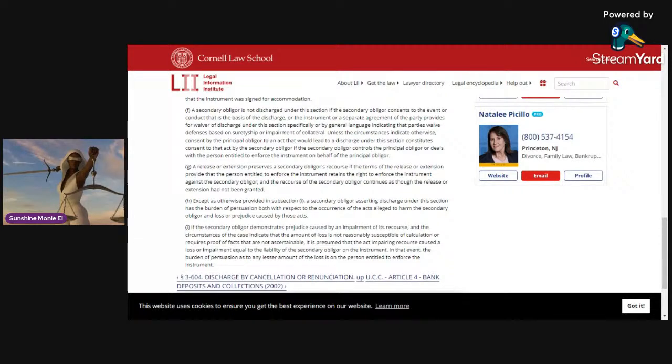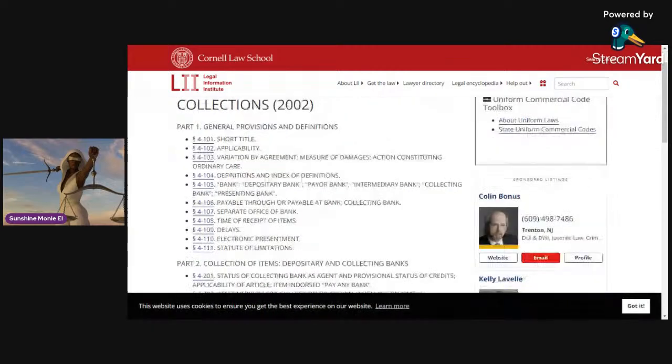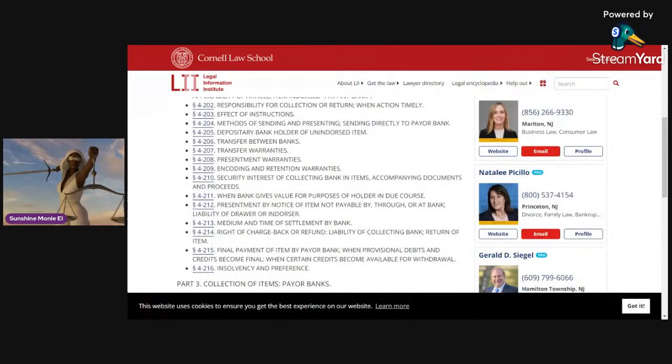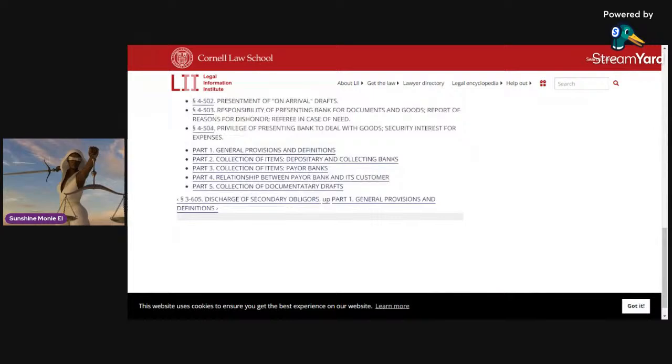Now, if the secondary obligor demonstrates prejudice caused by an impairment of its recourse and the circumstances of the case indicate that the amount of loss is not reasonably susceptible of calculation or requires proof of facts that are not ascertainable, then it is presumed that the act of impairing recourse caused a loss or impairment equal to the liability of the secondary obligor on the instrument. In that event, the burden of persuasion as to any lesser amount of the loss is on the person entitled to enforce the instrument. So that is the grounds of discharge. Pretty straightforward. Lets you know, and you guys, co-signers, you guys have rights too.